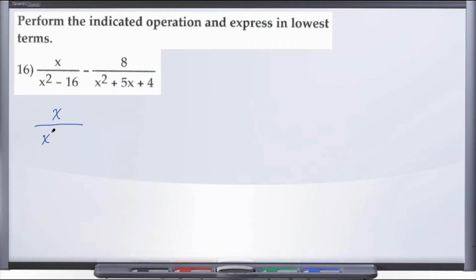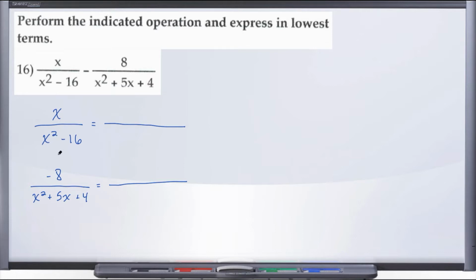So I'm going to rewrite each of our original terms here. We had x over x squared minus 16. We had a minus, so this is really a minus 8 over x squared plus 5x plus 4. And we know that we're trying to get to a common denominator. So let's start building that. But the first thing we want to do is factor each of our denominators, because that's going to help us determine what factors we're missing.